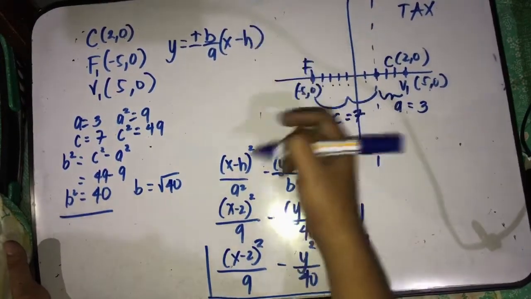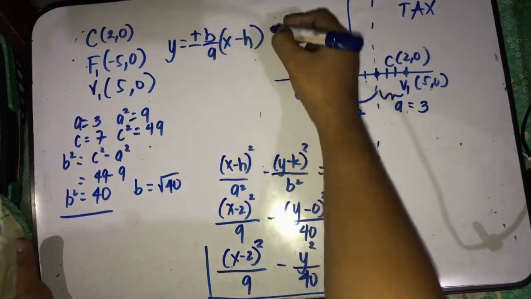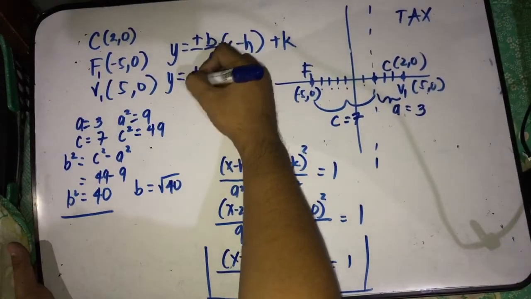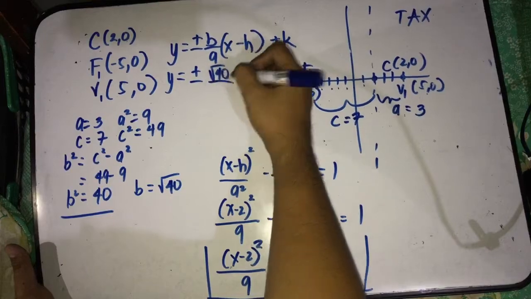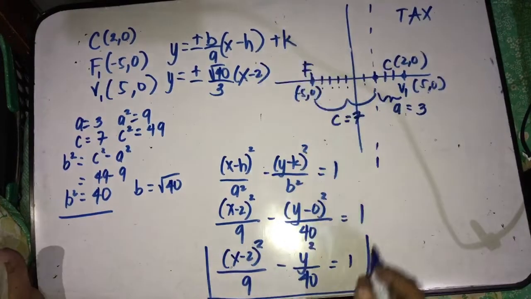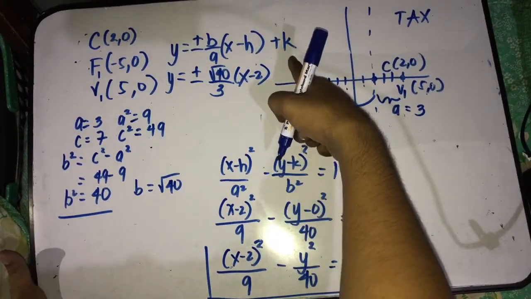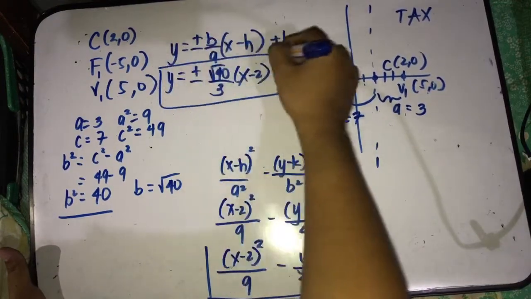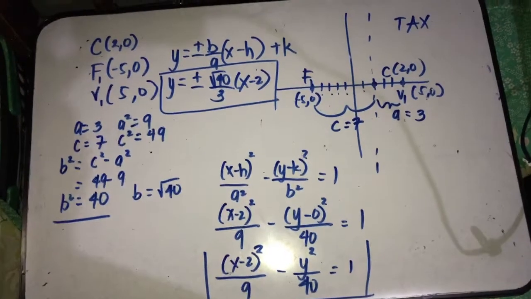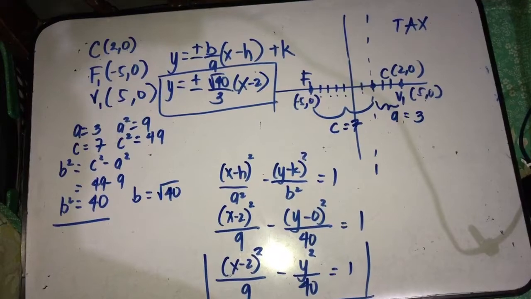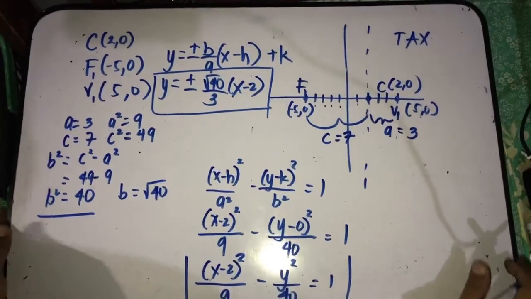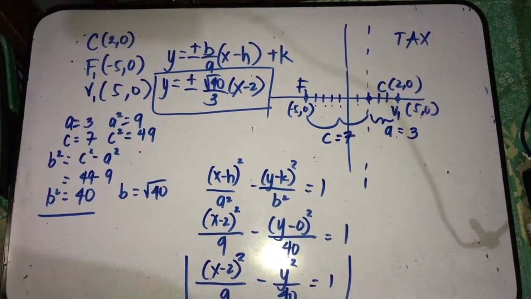So for us to determine the equation of the asymptote, since this is transverse axis x, the equation would be y is equal to plus or minus b over a times the quantity x minus h, plus k. And we'll have y is equal to plus or minus square root of 40 over 3 times x minus 2, plus k. Our k is 0. So this will now be the equation of the asymptotes of the hyperbola. We will not graph the hyperbola anymore since we are only asked to determine the standard equation of the hyperbola.